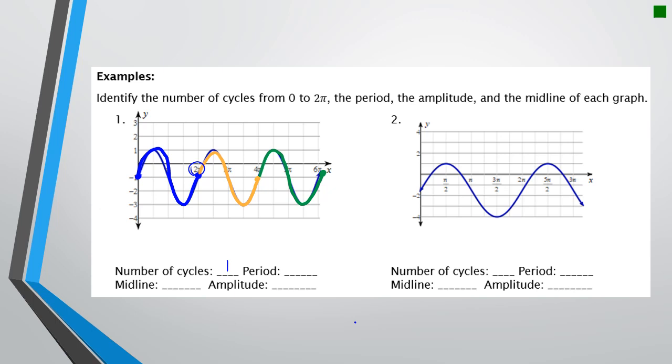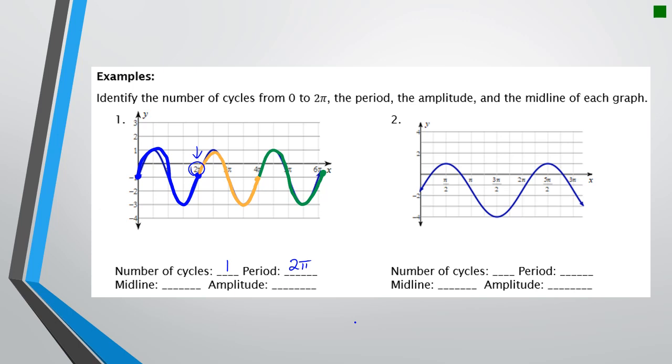The period is however long it takes to get from 0 to the end of your first cycle. So the period of this is also going to be 2 pi, because that's where it stopped. Once you get to 2 pi, you start with the yellow cycle. So that one would be a fresh cycle.